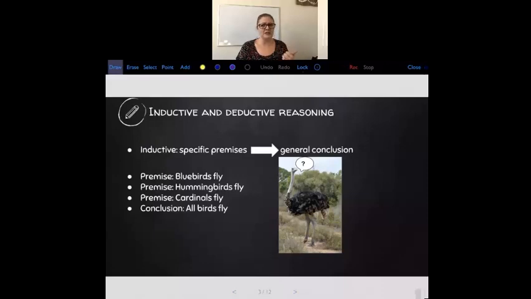Same thing with this picture we have here. We know that bluebirds fly, hummingbirds fly, cardinals fly, therefore all birds must fly. Well, nope, we have this ostrich here who doesn't fly. So inductive goes from specific examples to a general conclusion. Inductive reasoning only takes one counterexample to disprove the conclusion. So for instance, in this case, since ostriches don't fly, also penguins don't fly, this conclusion that all birds fly is not true.